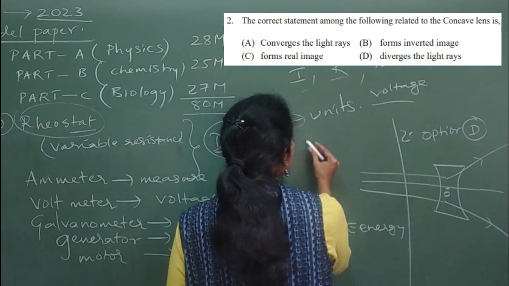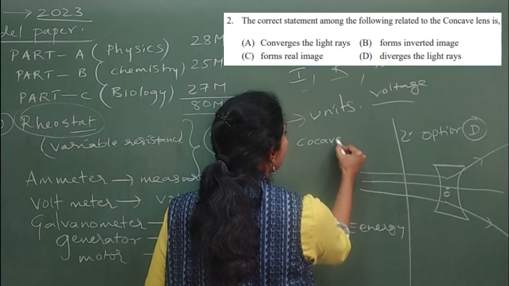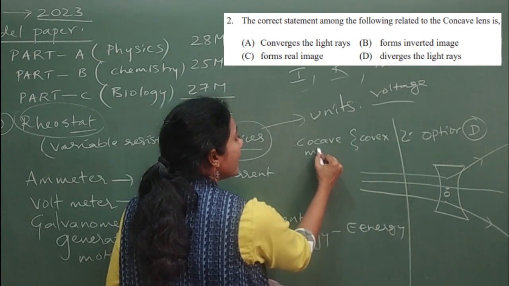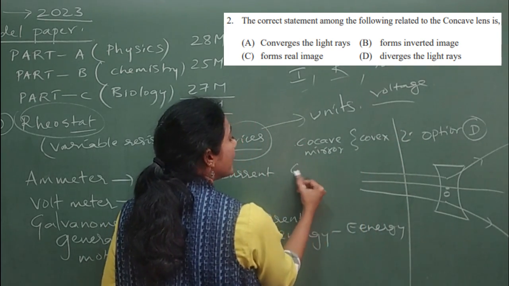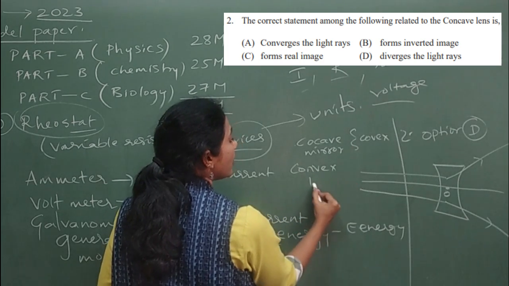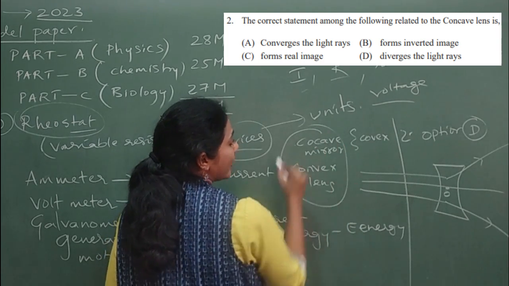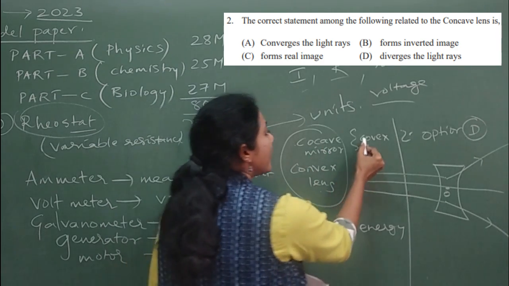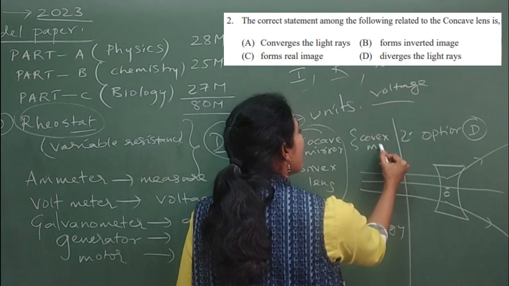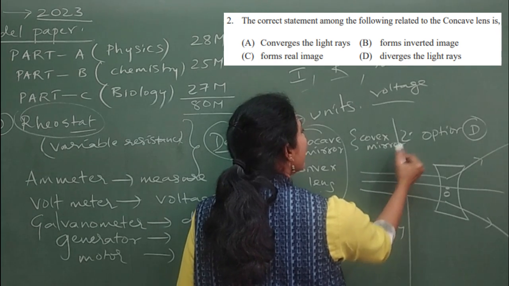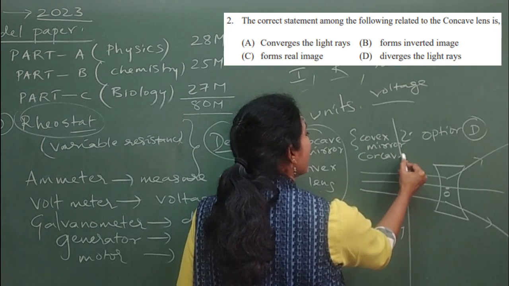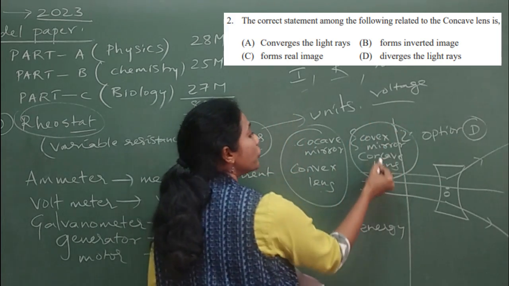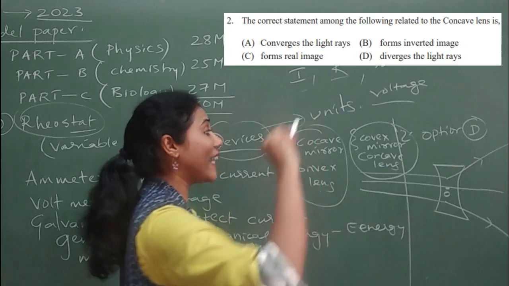So you have 2 mirrors here, concave mirror and convex mirror. Concave mirror and convex lens will behave one way. In both of them, the light rays will get converged, whereas convex mirror and concave lens will behave in one way, right?